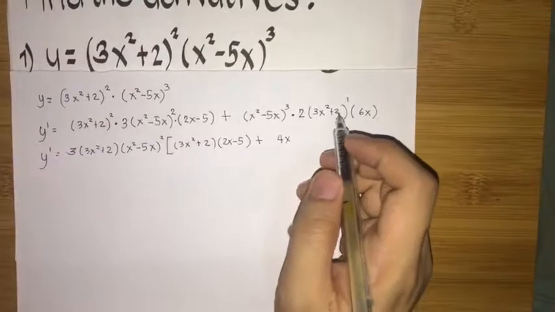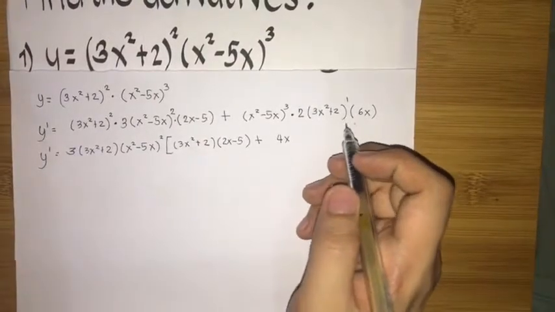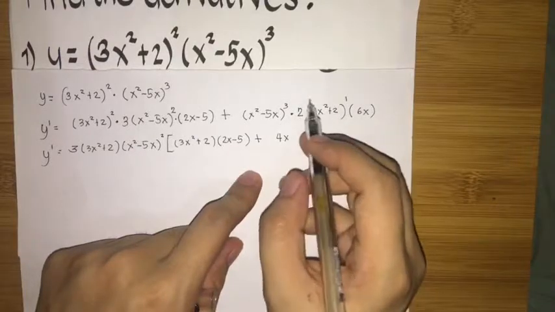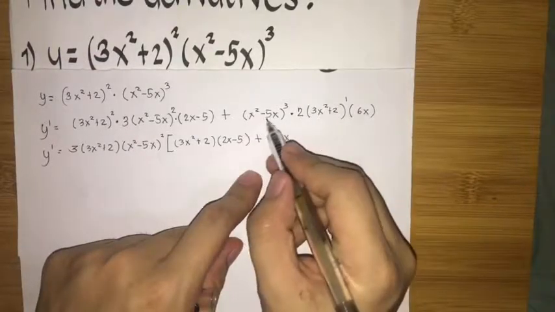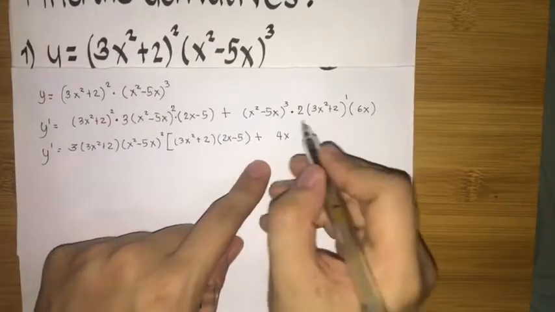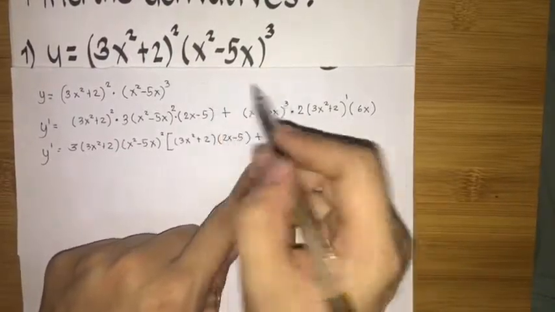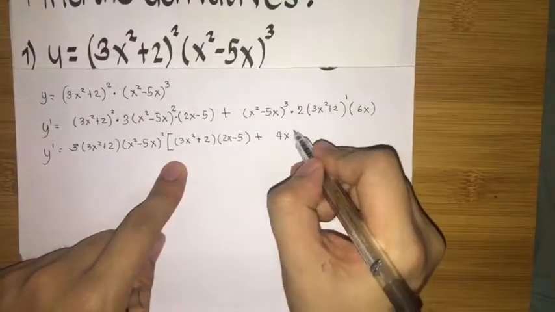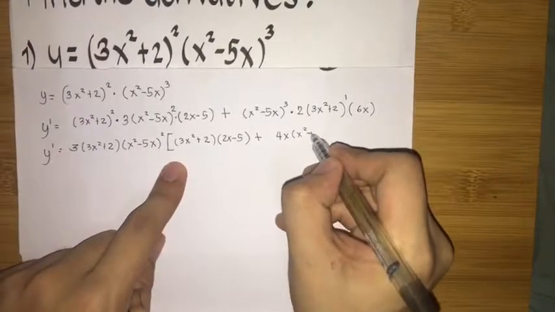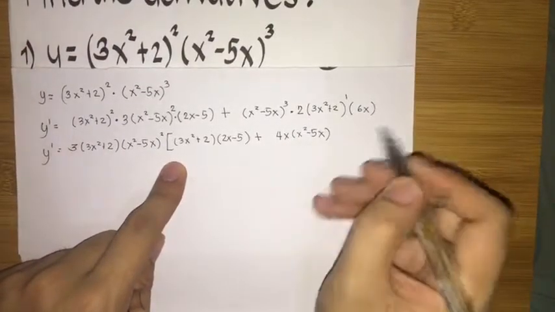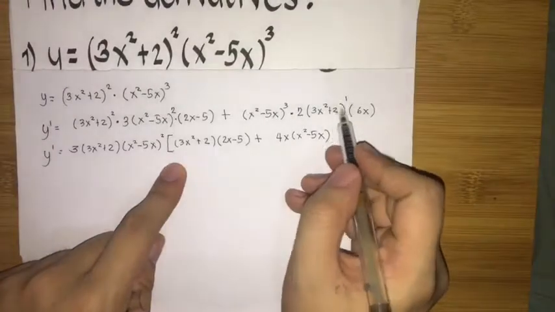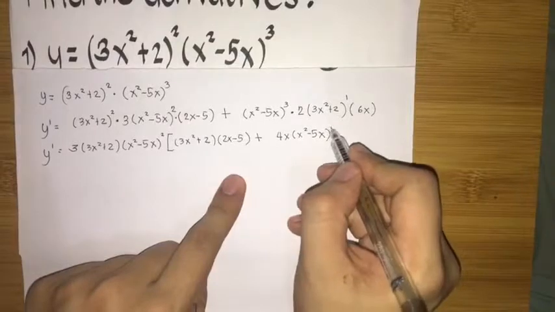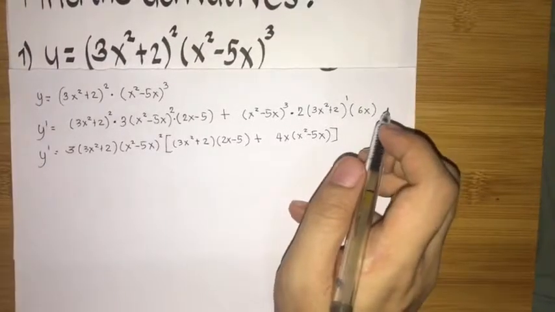So we have 4x, and then for the x squared minus 5x, we still have one quantity since it is cubed and we factor out squared, so x squared minus 5x. For 3x squared plus 2, we'll already factor it out, so it will no longer be there.